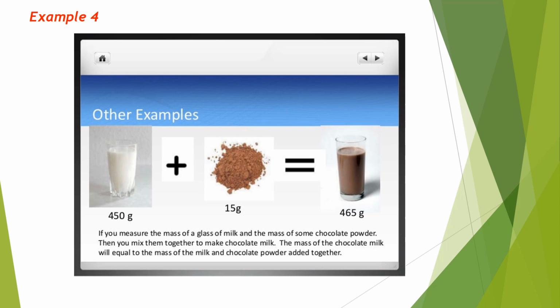Example number 4. We have 450 grams of milk and 15 grams of chocolate powder to produce 465 grams of chocolate milk. The mass of the chocolate milk will equal the mass of the milk and the chocolate powder added together.